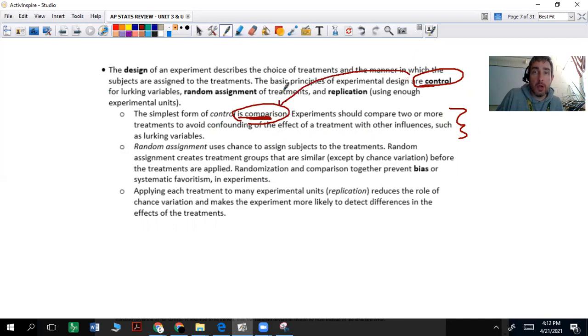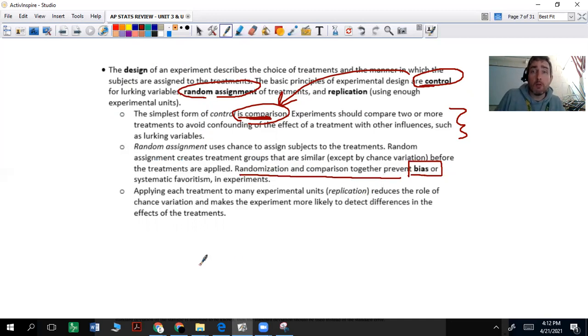So control, comparison. Random assignment is important because we want to prevent bias and we want to prevent any of those lurking variables in there. Random assignment creates treatment groups that are similar, except by chance variation, before the treatments are applied. Randomization and comparison together prevent bias or systematic favoritism in experiments.